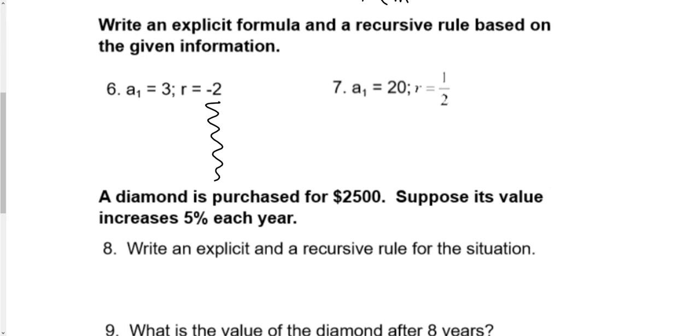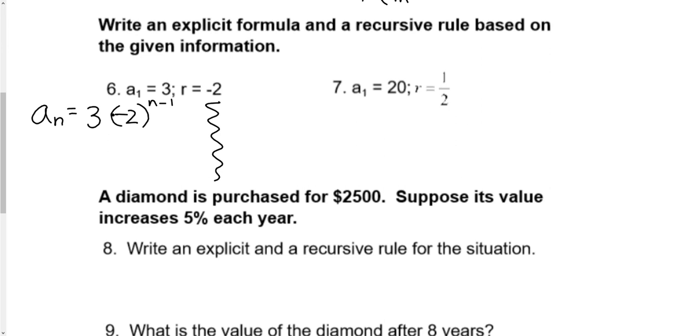So in the explicit formula, all we have to do is plug in the information to the geometric formula for the nth term. So a sub n equals, plug in the a sub 1, so that's 3, times, I'll put in parentheses, the -2, and then n minus 1. That's your explicit formula. So in arithmetic, the explicit formula, you plug in a sub 1 and d. In geometric, you just plug in a sub 1 and r. And that's your explicit formula.